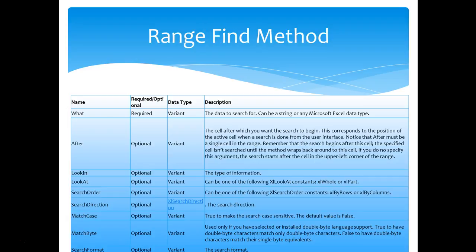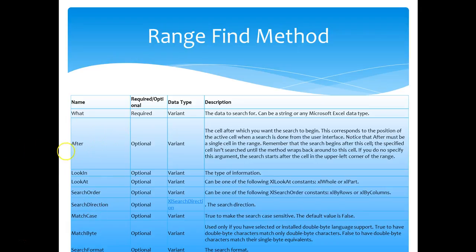The range find method has the following options. When you use find, you need to provide What, which is required, and the data type will be variant. Then After, which is optional; Look In, optional; Look At, optional; Search Order, optional; Search Direction, optional; Match Case, optional; Match Byte, optional; Search Format, optional. So these are the 9 parameters which come into the find method.